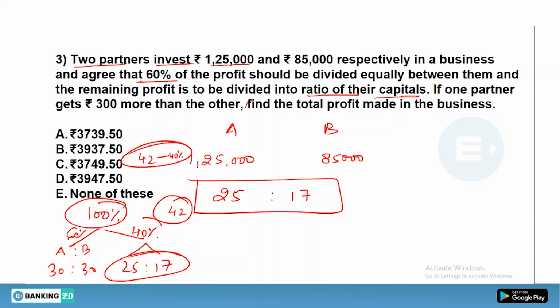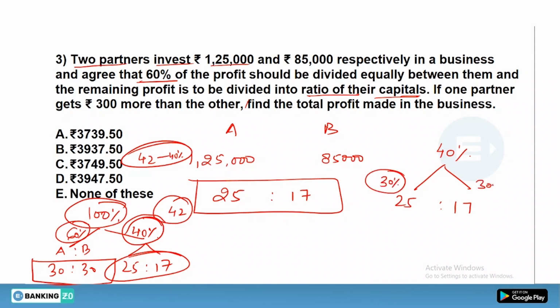You will take 100% as total profit, and after 60% equal distribution among A and B, this 40% has to be distributed among them according to their capital. So what can you do? You will use this ratio method. What you will say is, let's see, it's 40% and it is distributed among 25:17. But you will always see that 30% is there for both of them.